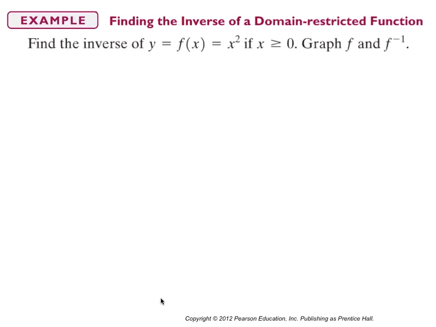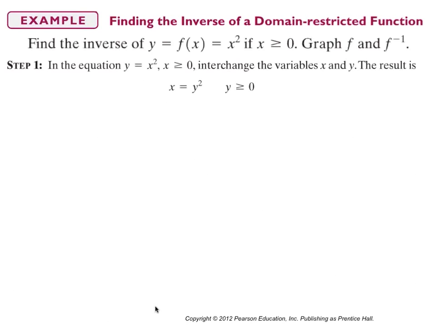Okay, let's find another inverse. Let's say we have y equals f of x is equal to x squared if x is greater than or equal to 0. So if you recall, y equals x squared was not a one-to-one function, but if we just look at the part where x is greater than or equal to 0, then it is indeed a one-to-one function. It's just the increasing part of the function.